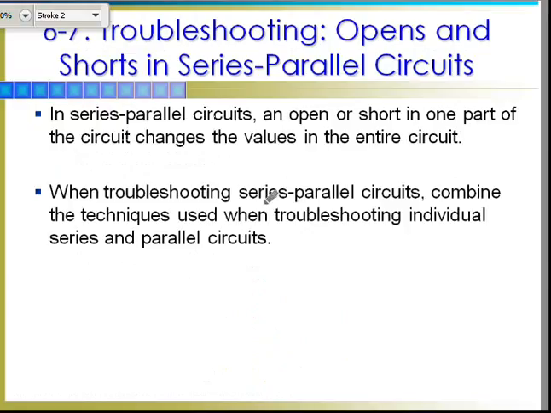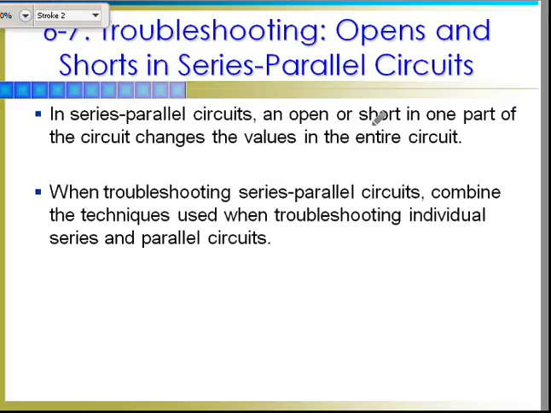Yeah, and we will be taking another look at a Wheatstone bridge when we start doing a little bit of design of our own. Just not today. Let's see here. Troubleshooting, opens and shorts in parallel circuits.